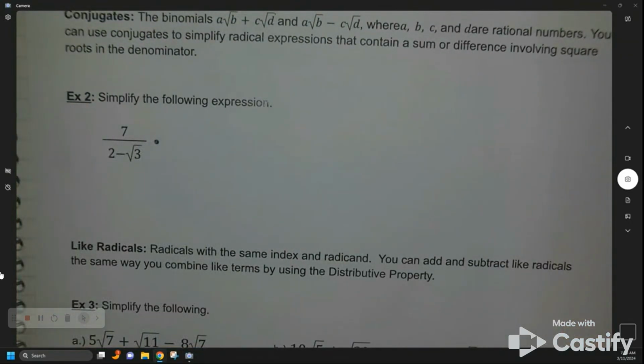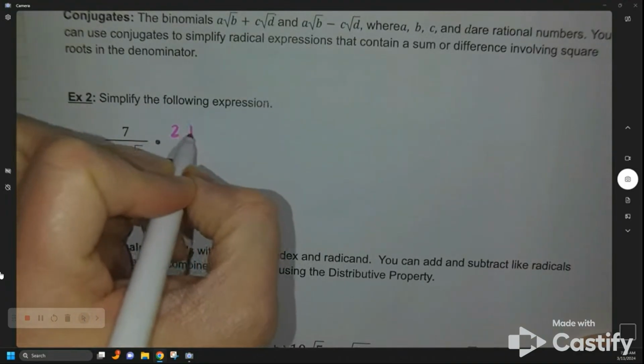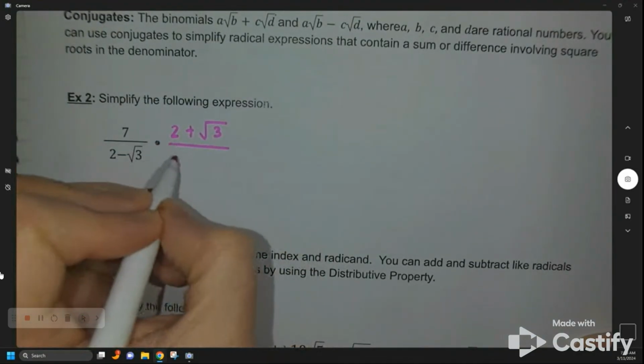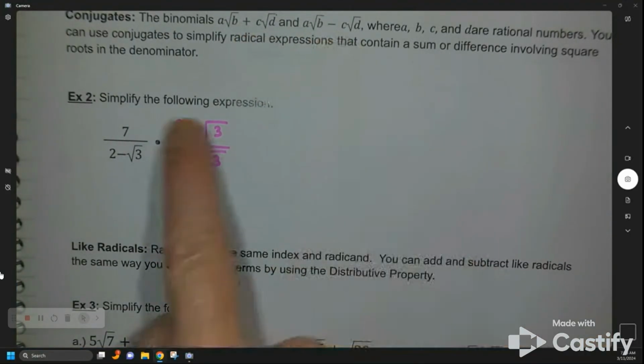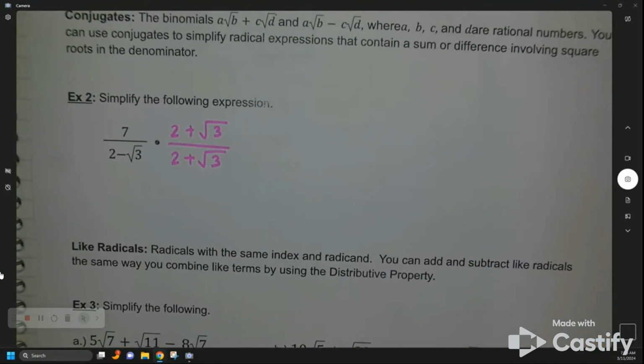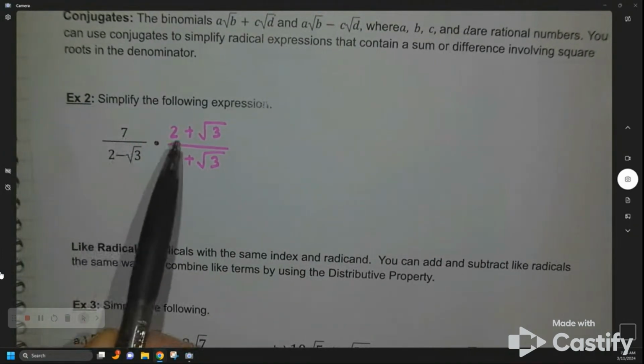top and bottom of this fraction by 2 plus the square root of 3 over 2 plus the square root of 3. Because notice in the top, those two binomials, one of them was positive and one of them was negative. We started with the negative, so we're going to multiply top and bottom by the positive version. So when we multiply these two things, we're going to be multiplying the term 7 by both the 2 and the square root of 3.